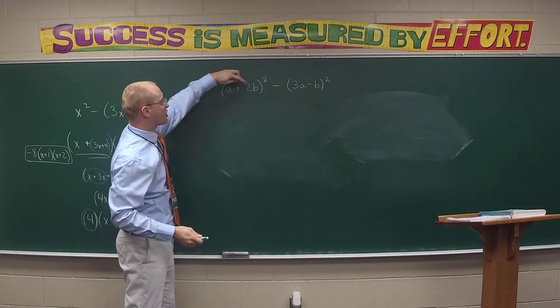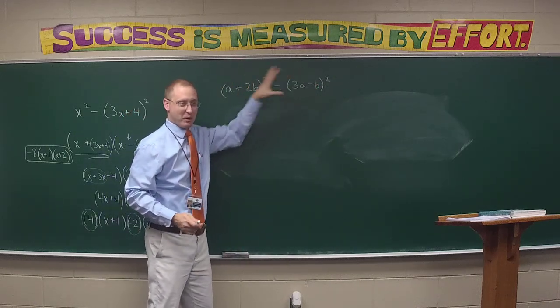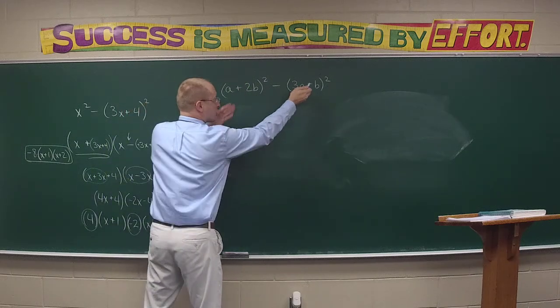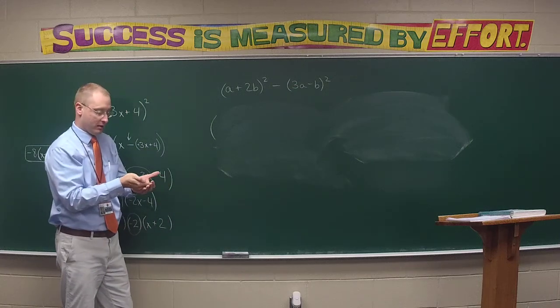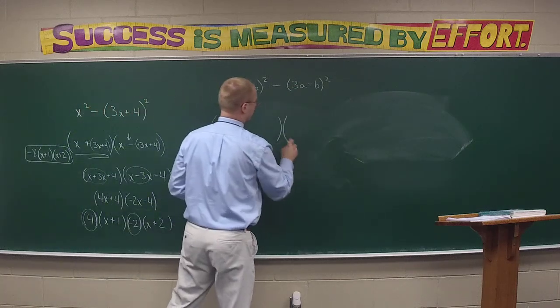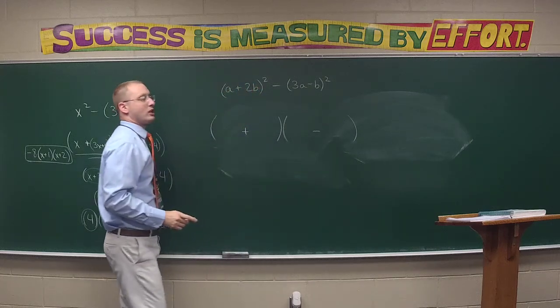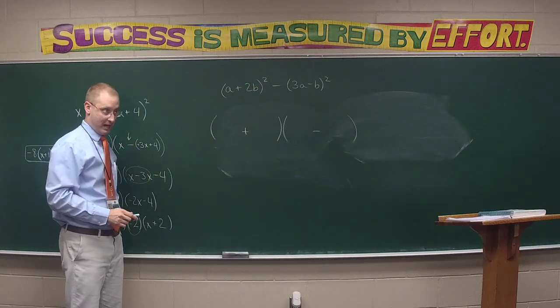Now, if I were to square the binomials, yes, I would get perfect square trinomials. I'm not going to do that. I'm factoring, not multiplying. So from my difference of squares, I'm going to factor that into a sum and difference. Going to get a plus, going to get a minus. What goes in front of the plus and in front of the minus? Genesis?